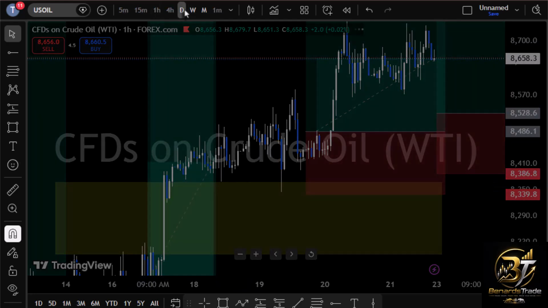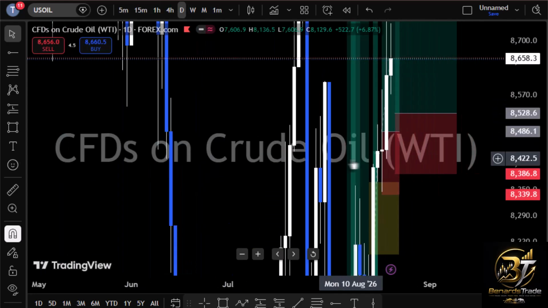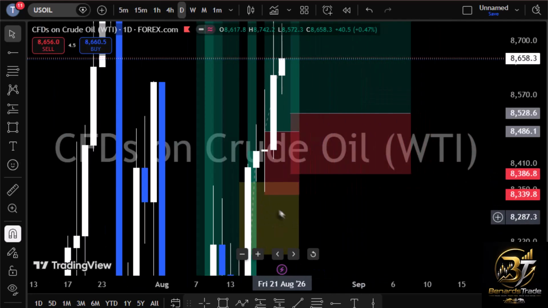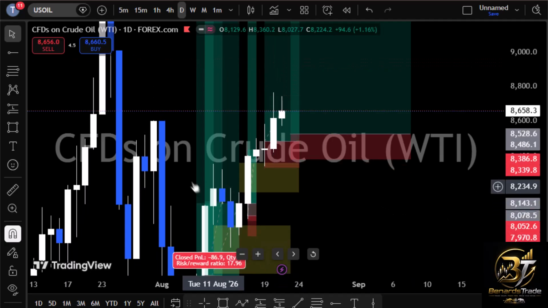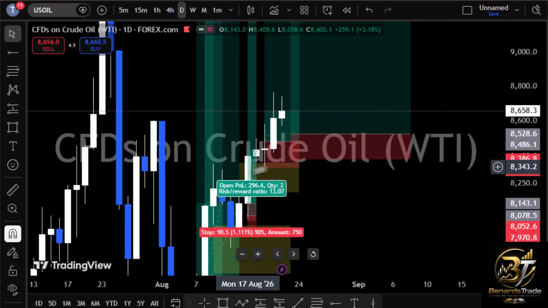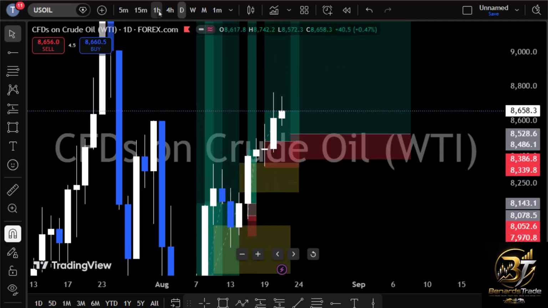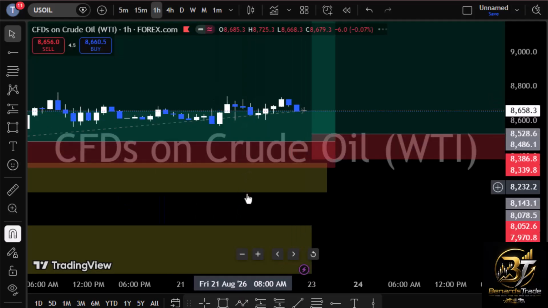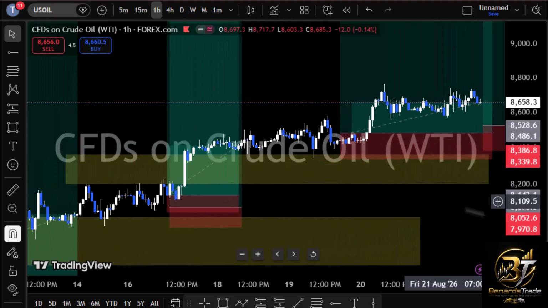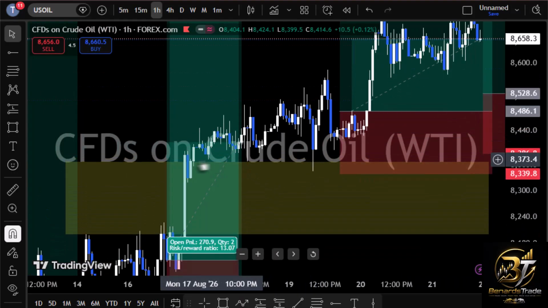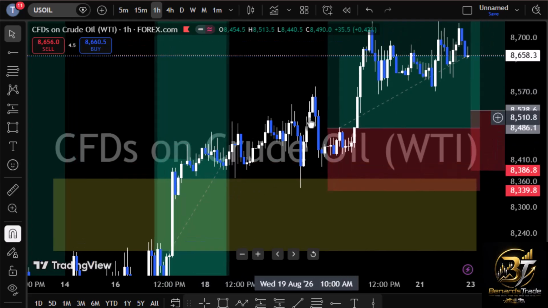Now look at how the daily is looking. So we ran into this fair value gap. You can see swing high, displacement, fair value gap. So then we displaced higher on the 1 hour time frame. That was what I used. Look at liquidity, cleared it. So I noticed something about US oil.